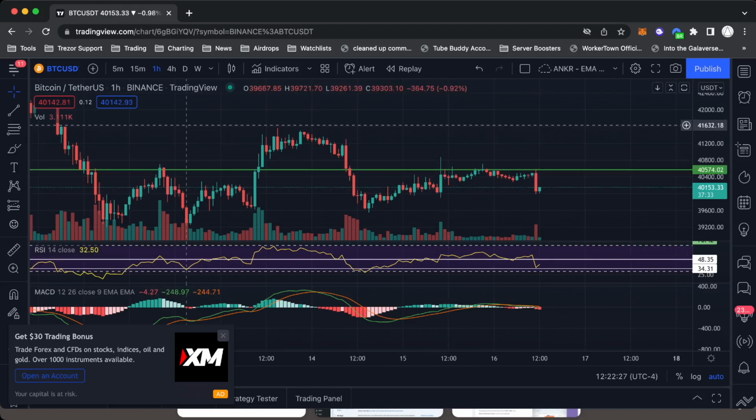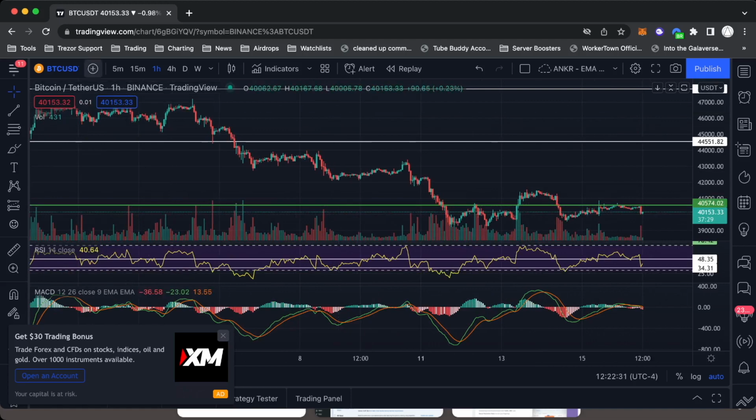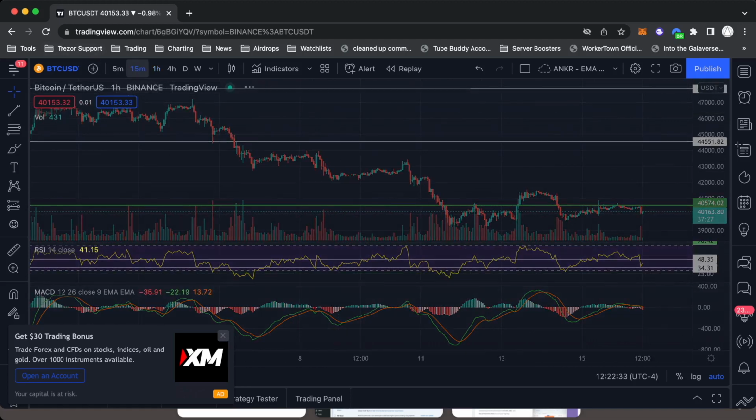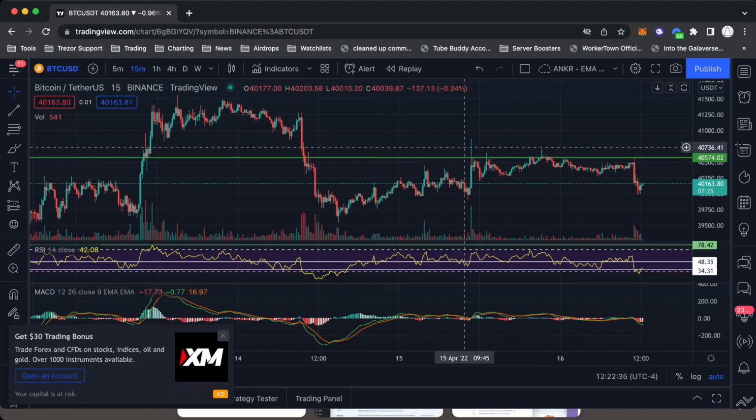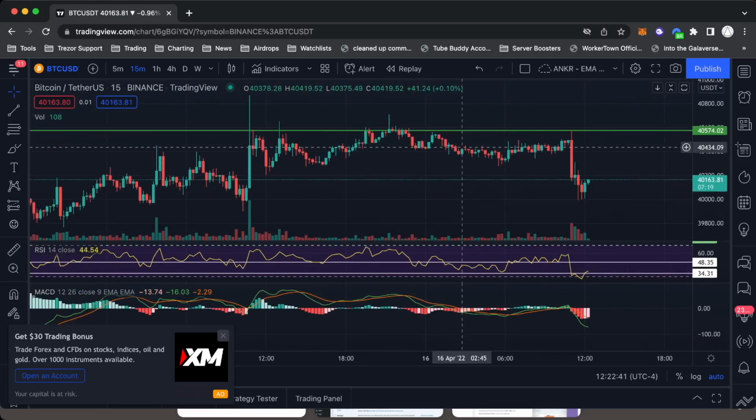So let's go into the 15-minute. We see that there's movement. It's really random. It's kind of hard to find the trend, right? But if you want to trade right now, let's go into the 15-minute and the 5-minute, and I'm going to tell you why.